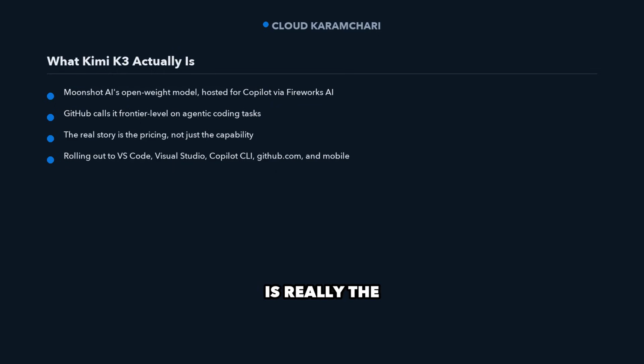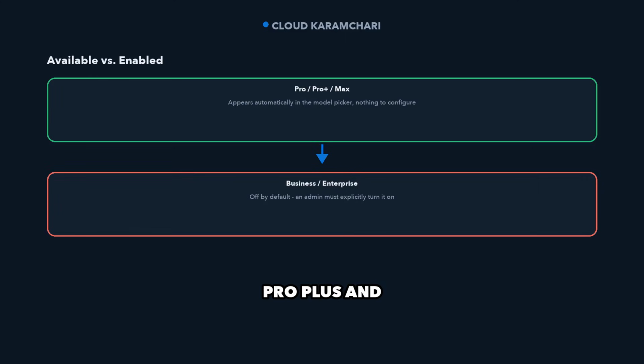But the pricing is really the interesting part, and it's rolling out across every Copilot surface: VS Code, Visual Studio, the CLI, GitHub.com, and mobile. For individual Pro, Pro Plus, and Max subscribers, Kimi K3 just shows up. For business and enterprise, it ships off by default. An org or enterprise admin has to explicitly enable it before anyone can select it.